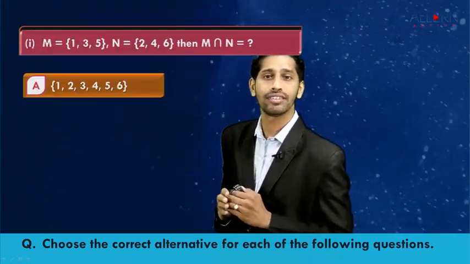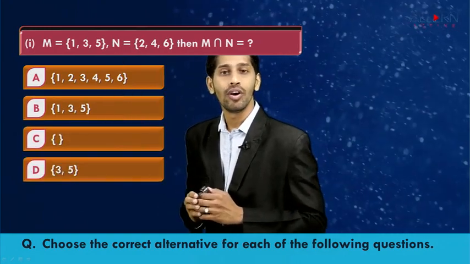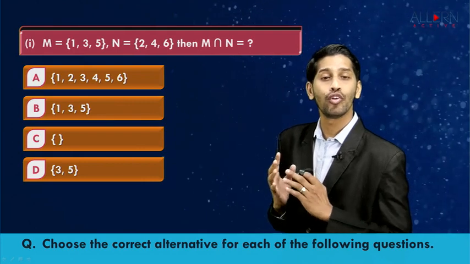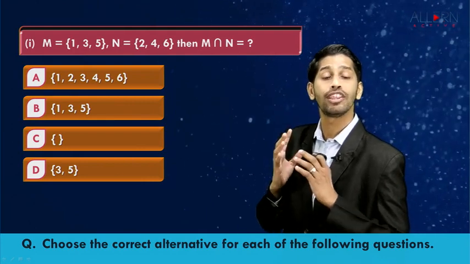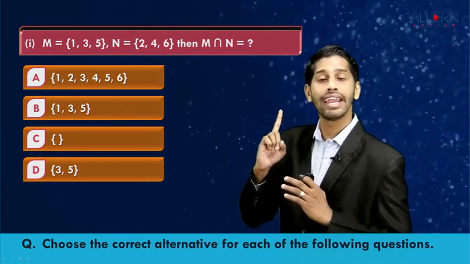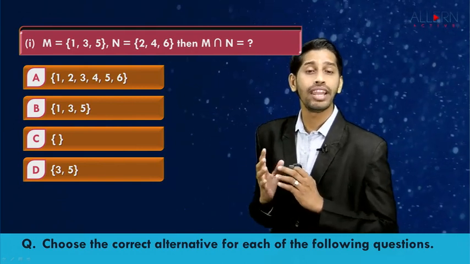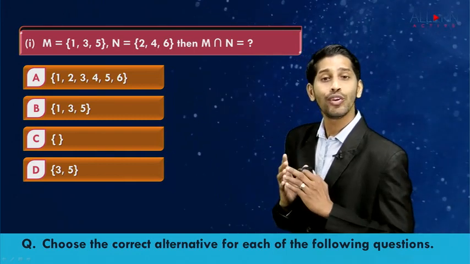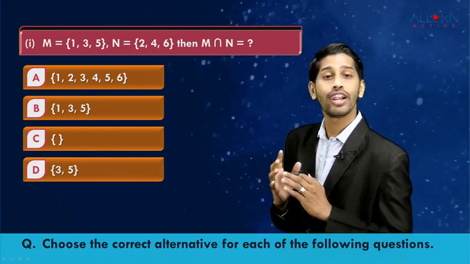So the first question is M = {1, 3, 5}, N = {2, 4, 6}. That means we are given two sets M and N in roster form, and then we need to find what M intersection N should be.